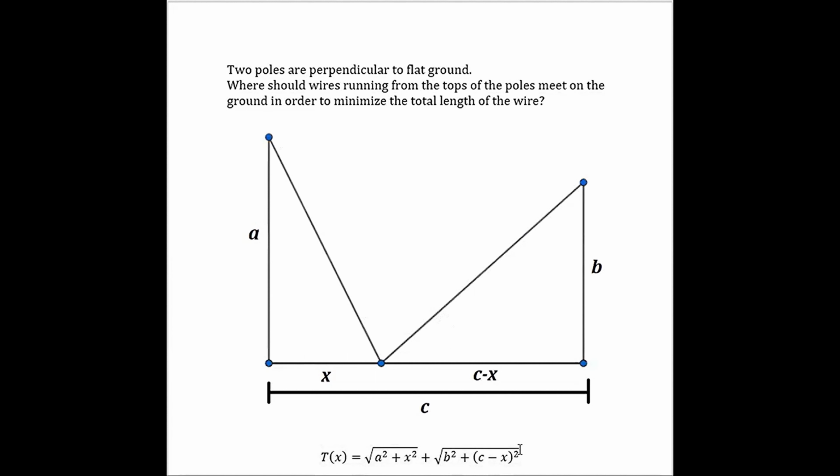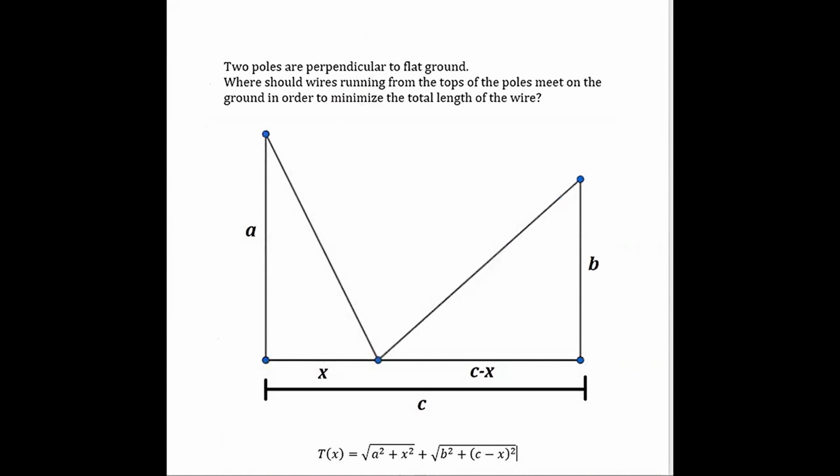x squared and c minus x quantity squared are going to be non-negative, added to strictly positive values, a squared and b squared. So what's underneath both those square roots will be strictly positive, and this function will be continuous. This function will be continuous on the closed interval from 0 to c.